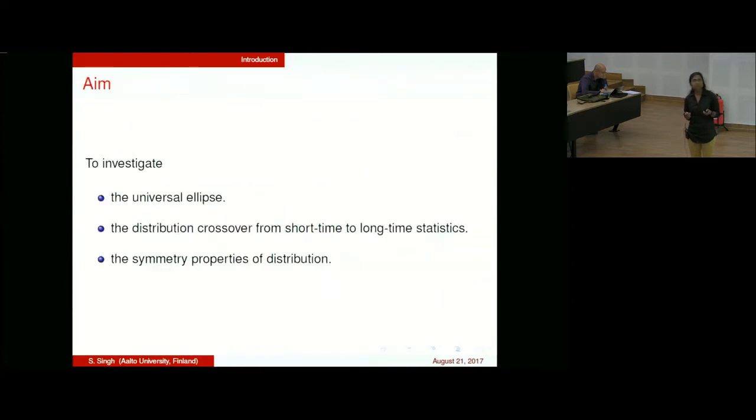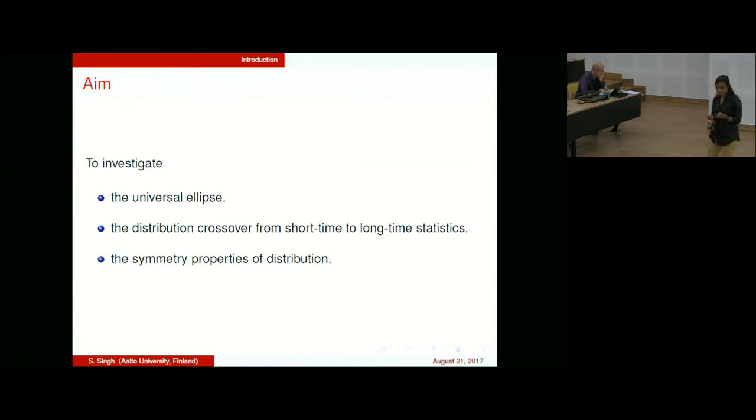And here is the list of things that we wanted to investigate in this project. First was to see this universal ellipse, as they call it in the paper, if it is visible. And then the second one is this crossover between the short time and long time statistics.